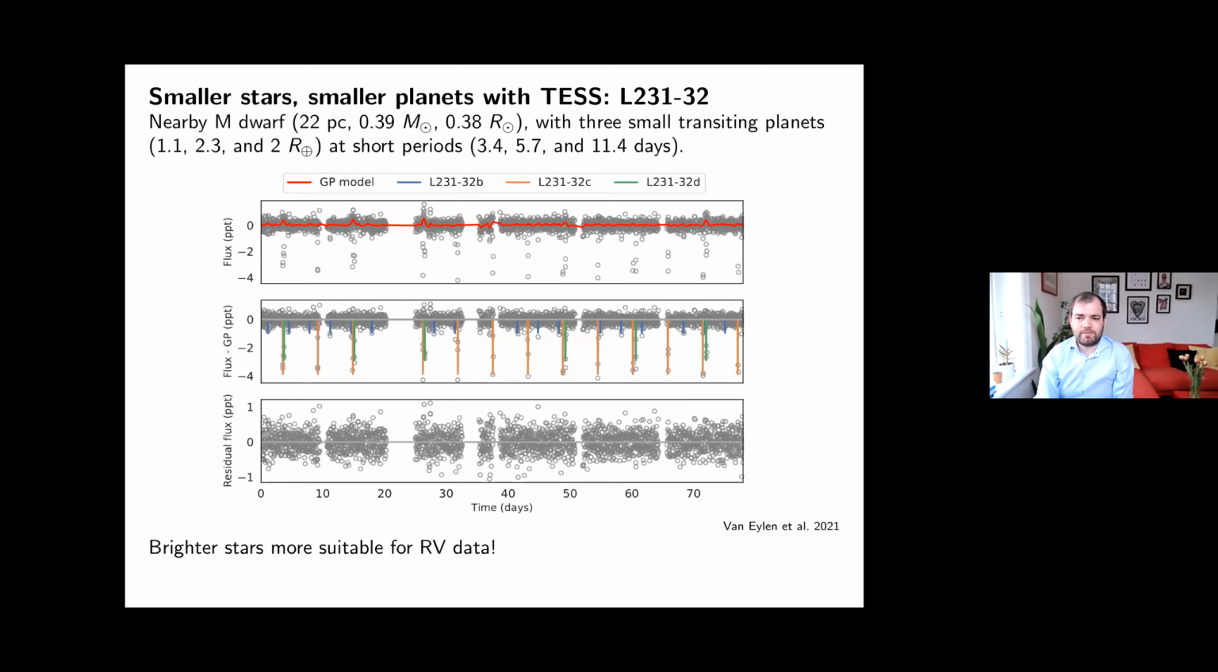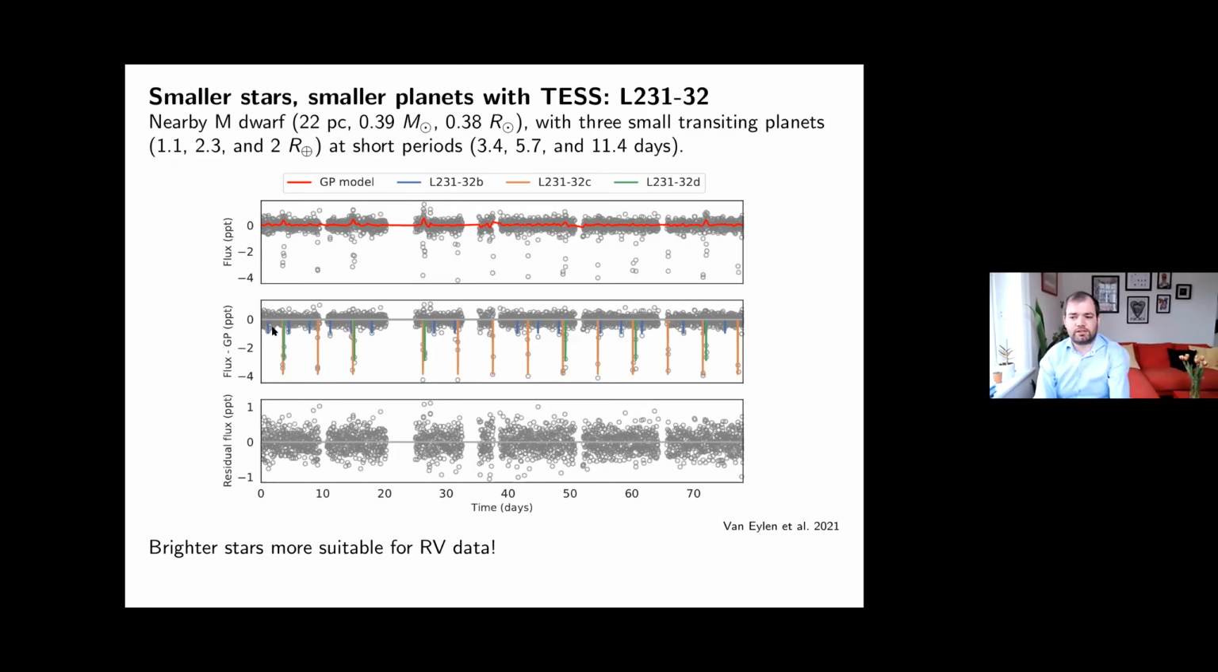This is a nearby M-dwarf star, 22 parsecs away. It's one of the nearest planetary systems, and it's a small star, about 40% the size of the sun. It has 3 small planets, and small really is small here, and one of them is actually Earth-size, at short periods.